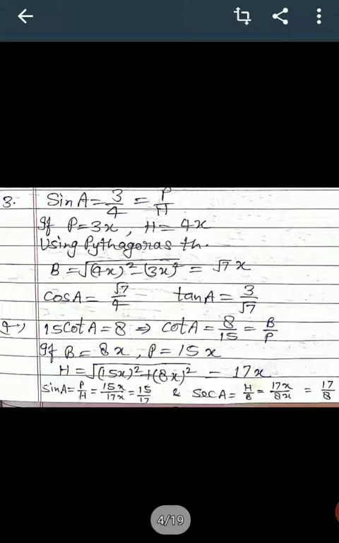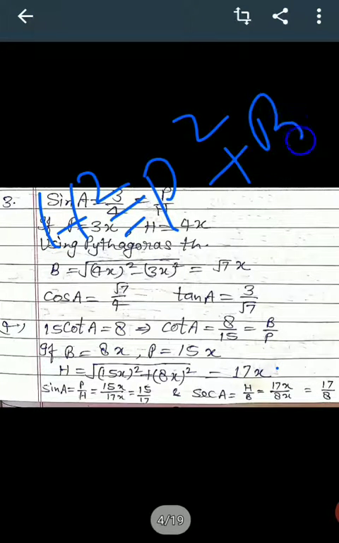Now we can assume b equals 8x and p equals 15x. The same ratio 8 upon 15 is given, so we assume x as the common ratio. So base will be 8x and perpendicular will be 15x. Now we can use the Pythagoras theorem, that is h square equals p square plus b square. Clear? So if we separate h, that will be root of p square plus b square.